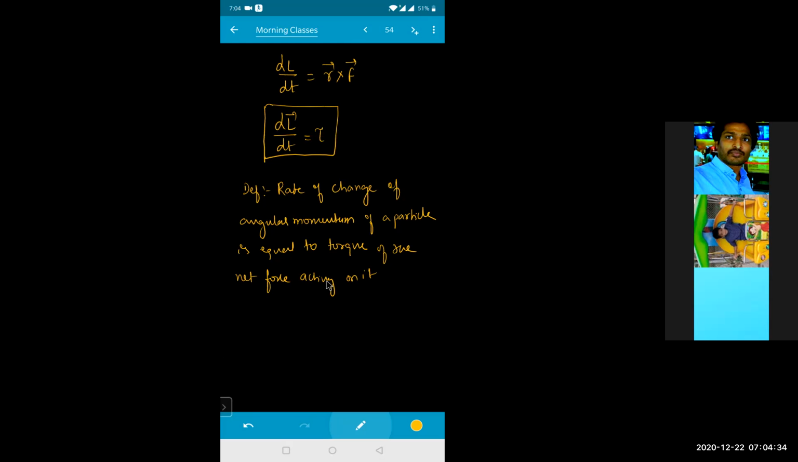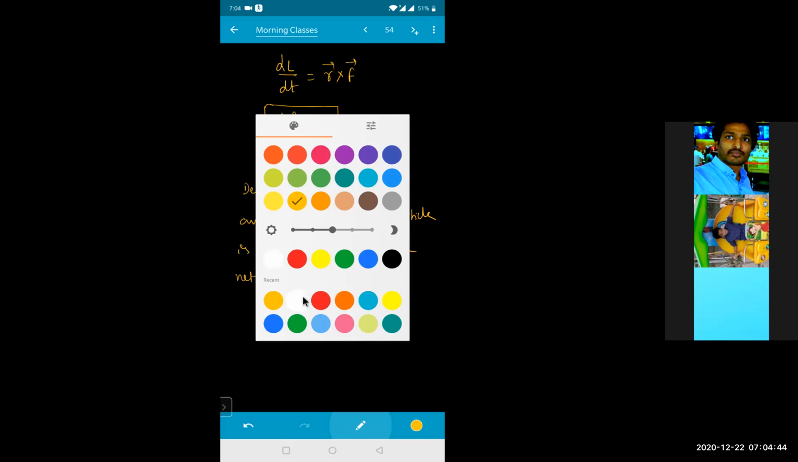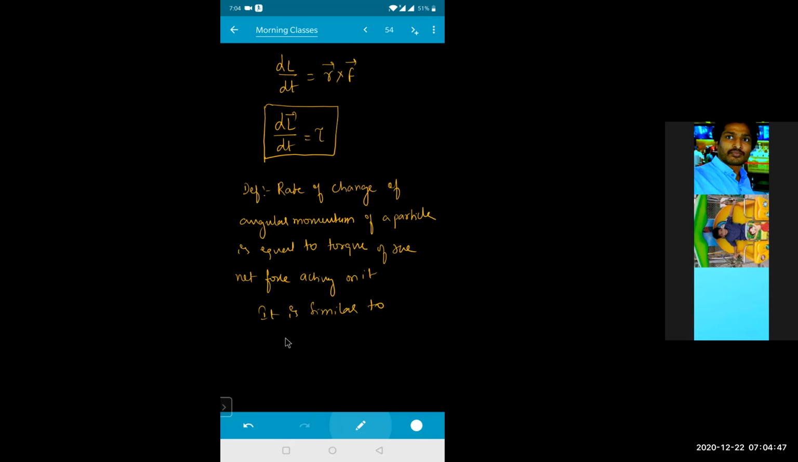This is similar to Newton's second law. What is Newton's second law? Instead of dl by dt, L is replaced by momentum: dp bar by dt is equal to force, with force in place of torque. Newton's second law is this. Rate of change of linear momentum of the particle is equal to force. Whatever is the role played by the force in Newton's law, the same role is played by torque in rotational mechanics.